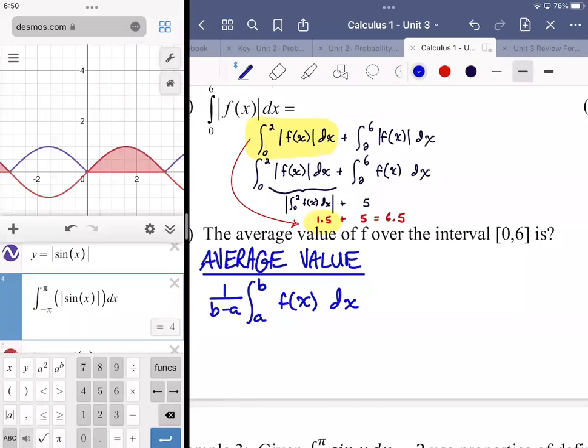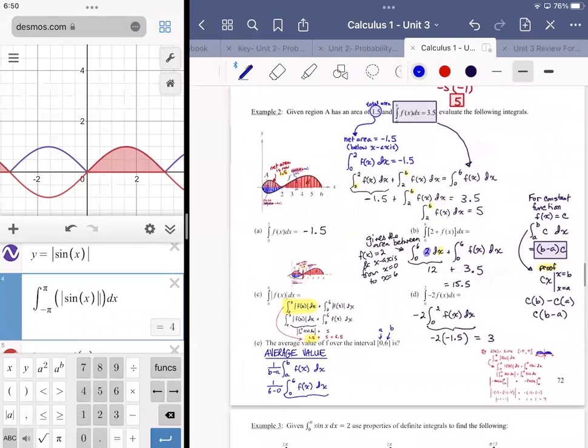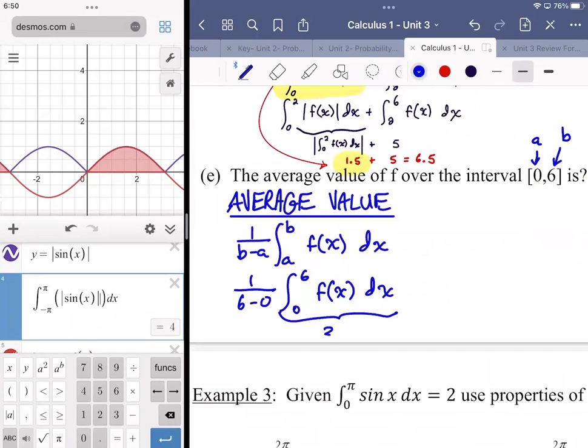So that's what the 1 over b minus a is. In this case, I have an a value here, a b value here. So 1 over 6 minus 0 times the integral over the interval of 0 to 6 of f of x dx. We've already figured this out. Actually, we didn't even figure that out. They just told us that. That was 3.5. Yeah, that was right in the open, 3.5.